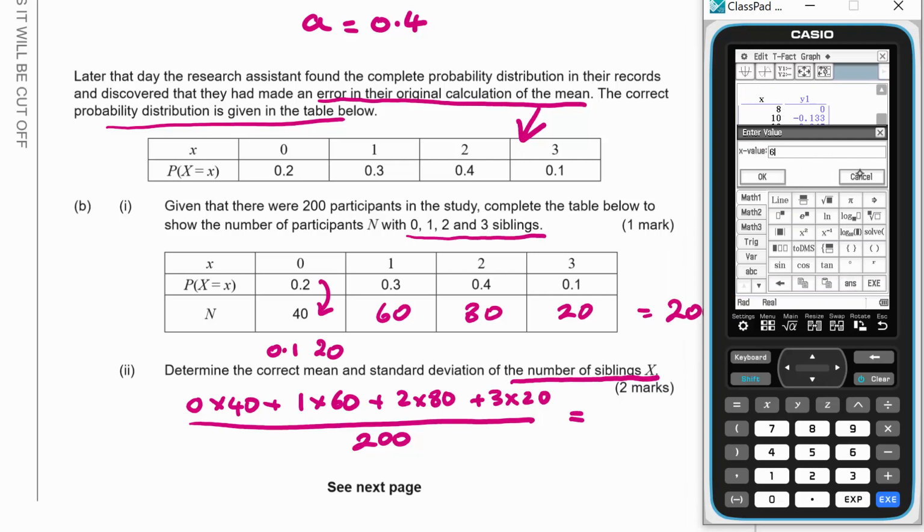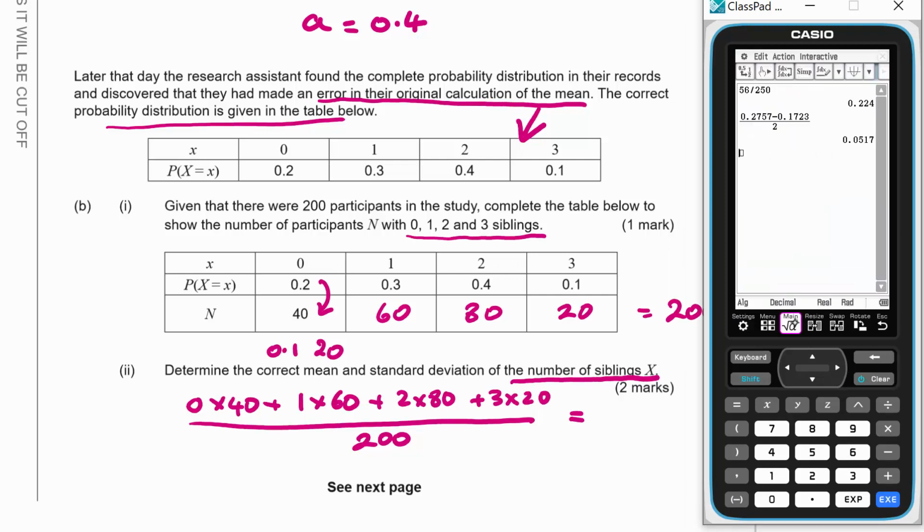60. Oh, I'm in the wrong thing. So let's go to main, and I'm going to have 60 add 160 add 60. Divide that by 200. The mean is 1.4, so that is the mean.